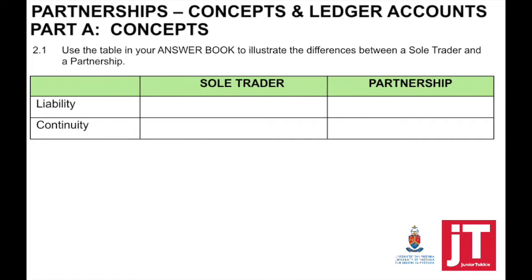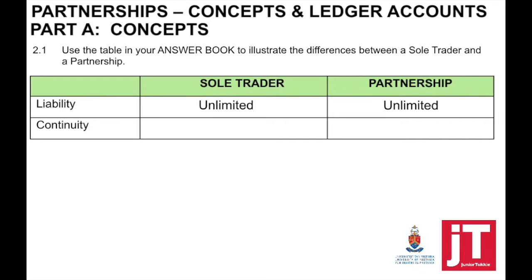We are going to look at Activity 2, Partnerships. Part A consists of concepts. Use the table in your answer book to illustrate the difference between a sole trader and a partnership. So we need to look at liability and continuity.